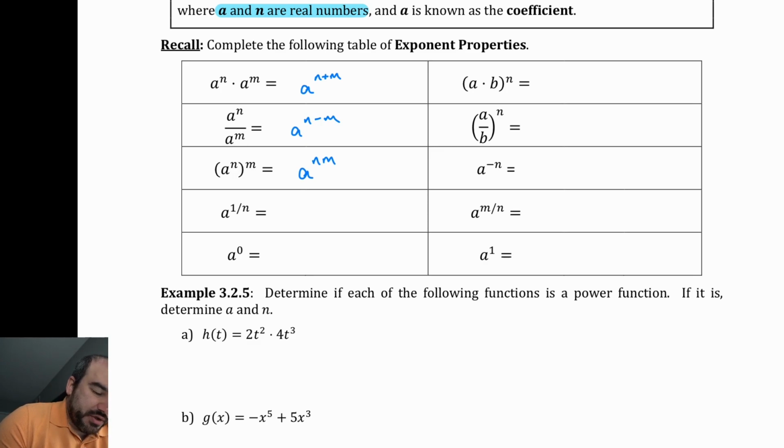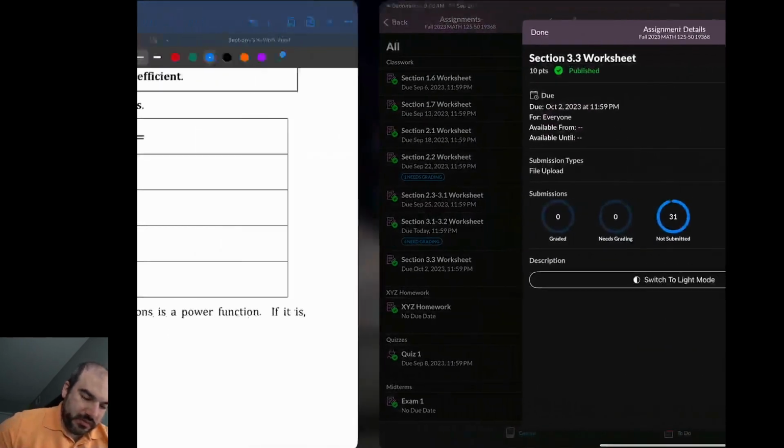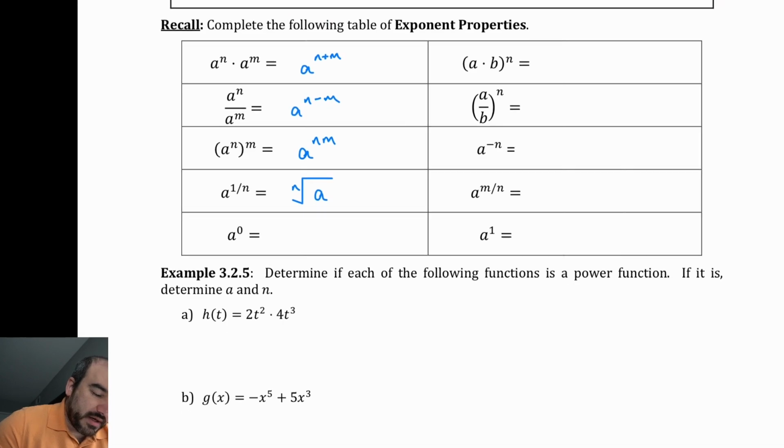Whenever you see a fractional power like 1 over something in the exponent, that's going to signify a root, not a square root, but a root of a, where the index of the root is going to be that denominator n. We all should know that anything to the 0 power is 1, so it doesn't matter what the base is. If the exponent is 0, then the answer is 1.